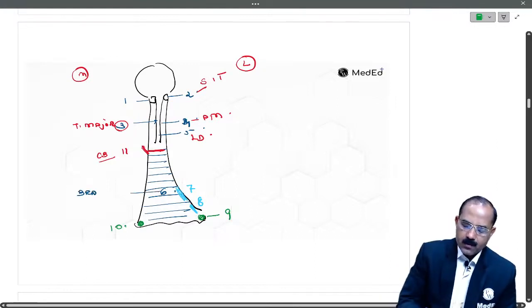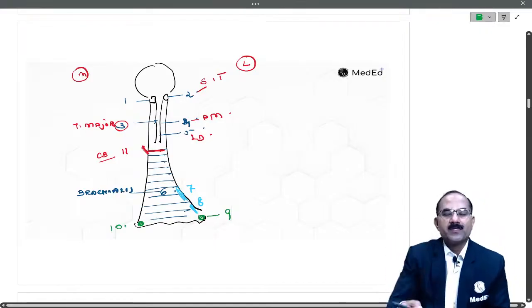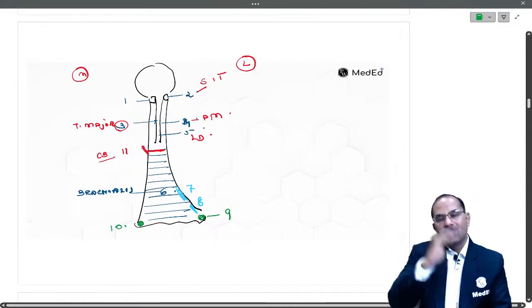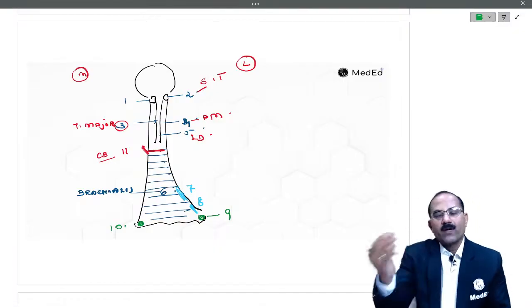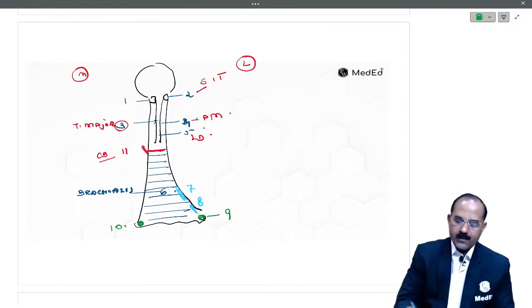6 is brachialis. Okay. See, if you know this, you automatically know the origin of muscles. Brachialis arises from the anteromedial and anterolateral aspect of the shaft of the humerus below the attachment of coracobrachialis. Correct. What is number 10?